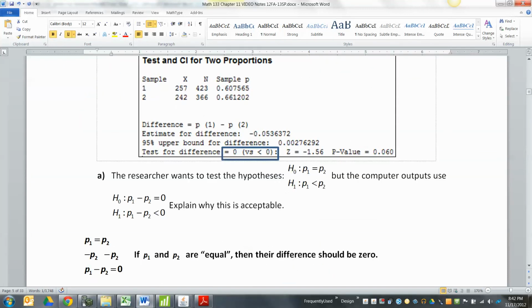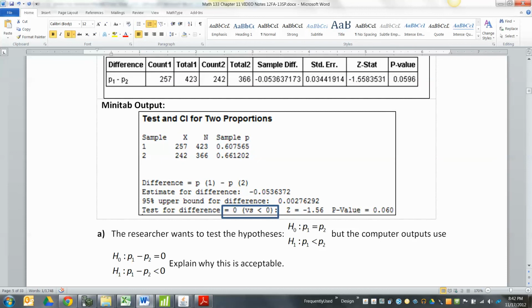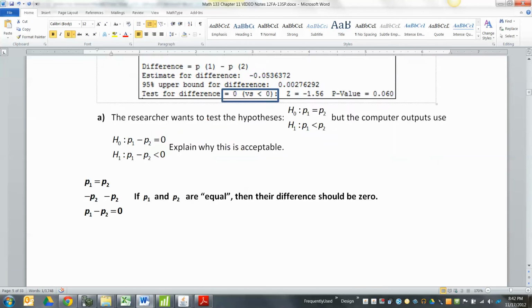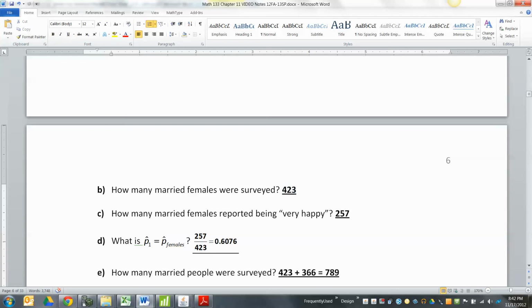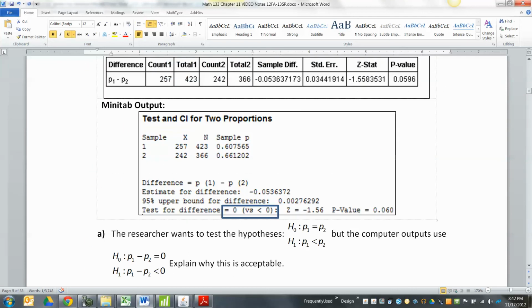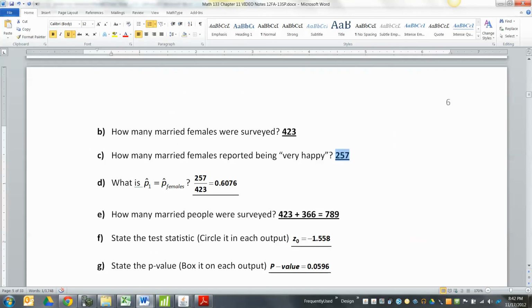Now, how many females were surveyed? That was 423. So look these over, make sure you can see it. There's N is 423 there, total is 423 there. How many females reported being very happy? That was 257. That's your X right there for group 1. That was the females. 257 right there. That's X1 for your females.